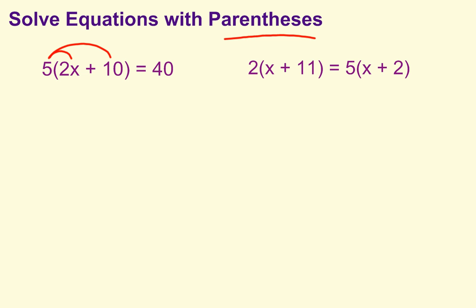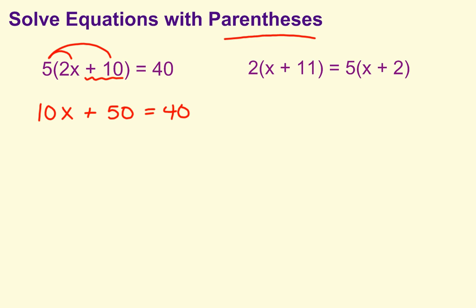5 times 2x is 10x, and 5 times a positive 10 is 50, equals 40. So you always start by distributing. From here you'd look to see, do I have variables on both sides of the equation, which we do not, so we can just keep solving.